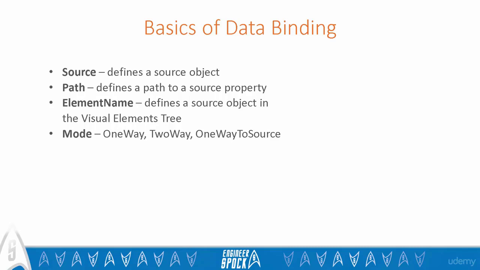OneWay mode is a mode when updates go only in one direction, from the source to the target, e.g. from the source property Address of a Person class to the target Text property of a TextBlock. TwoWay mode is a mode when updates go in both directions, from the source to the target and vice versa. OneWayToSource mode is the same as OneWay, but the other way around. Updates go from the target to the source.